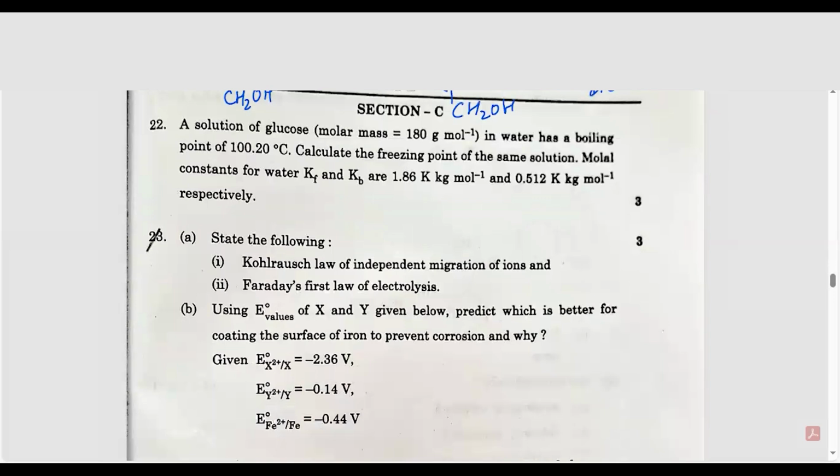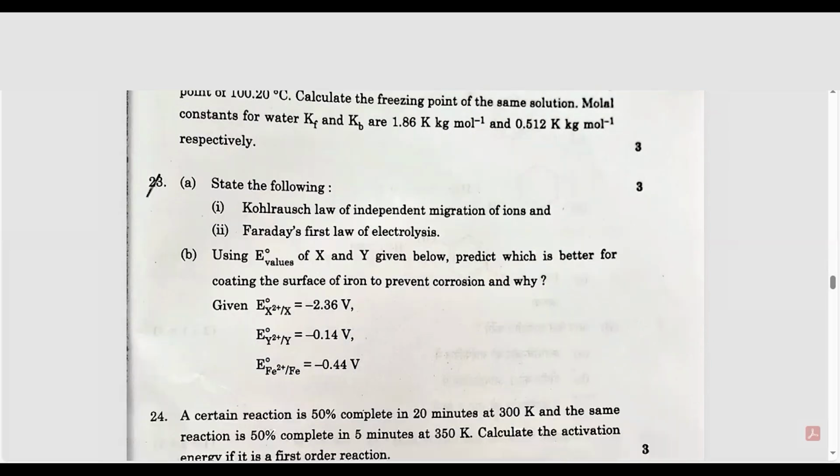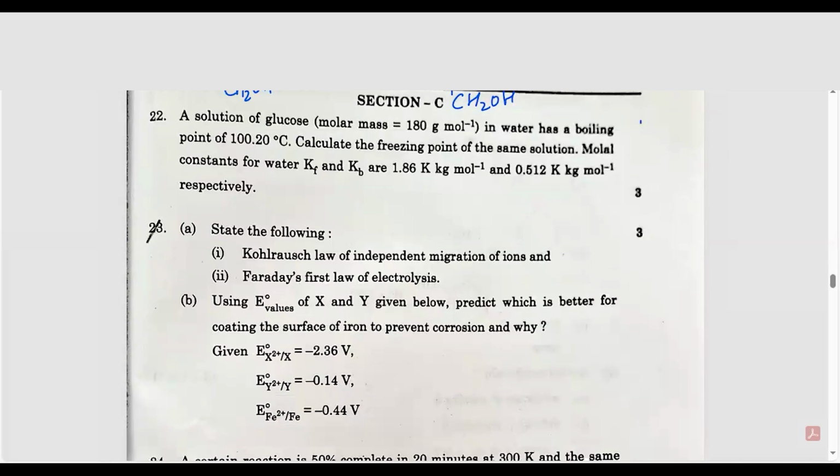A solution of glucose with molar mass given has a boiling point given. Then what is the next one? Calculate the freezing point of the same solution. What all things are given in this question, you have to note it down. The boiling point is given as 100.20 degrees Celsius. Then we know the equation delta TB is equal to KB times m, molality.